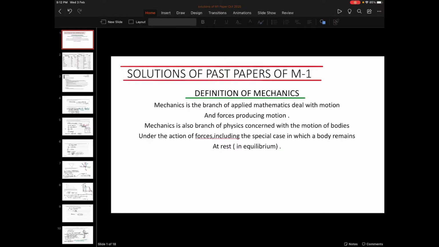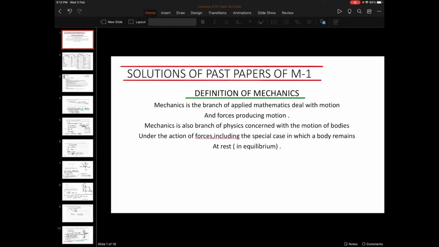During teaching, I have observed that many students face difficulties to solve the questions given in the past papers. So I have decided to address their issues. Let's start. Now I am going to solve the past papers of M1 and M2 of Cambridge Board and Edexcel Board.